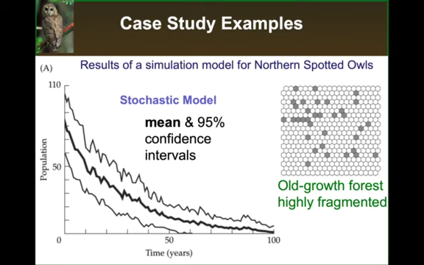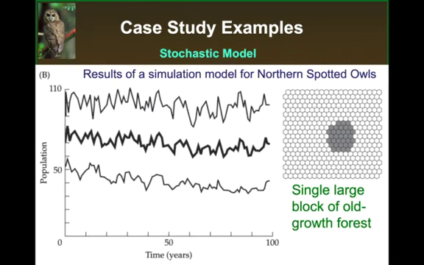So that's, again, the mean is the dark heavy black line, and the 95% confidence intervals are the lighter lines above and below it. Now that's changed the configuration of the old growth forest from being highly fragmented to being a single large block of old growth forest. So we've changed the configuration.